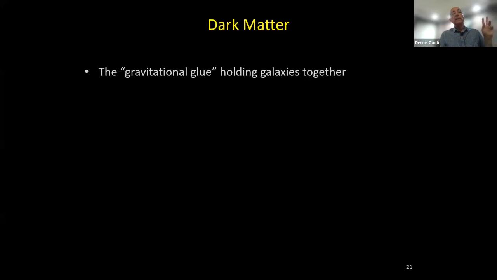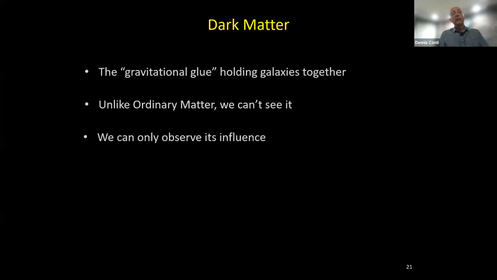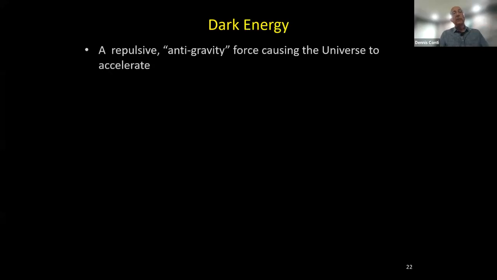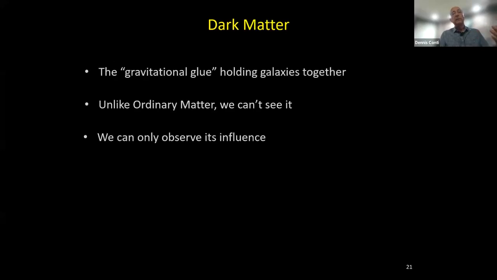But we do believe that there's matter out there we can't explain that is holding the galaxies together, kind of a so-called gravitational glue. We call this dark matter. Unlike ordinary matter, we can't see it. So we believe it's there because of the effects that it has. And again, all we can do is observe its influence.